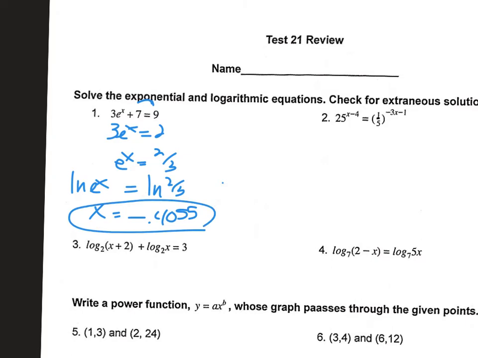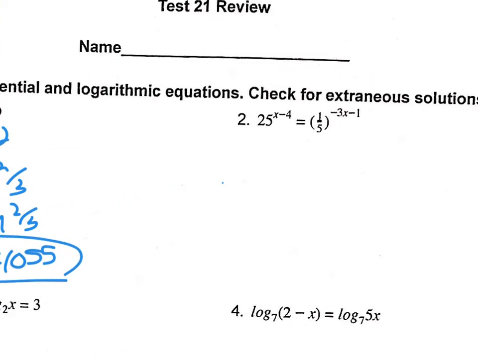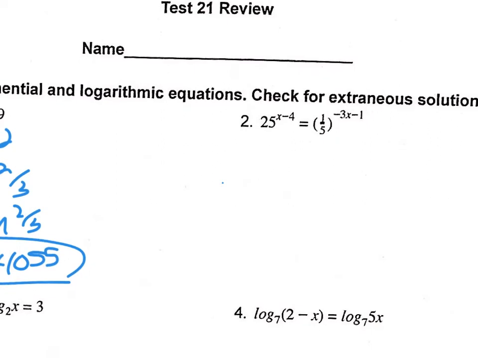Number two. Number two is what we did the first day of the week. We're just gonna find the same base. Since I have 25 and 1/5, the common base is 5. 25, of course, is 5 squared to the x minus 4. 1/5 is really 5 to the negative 1 power. Remember, negative exponent flips things.